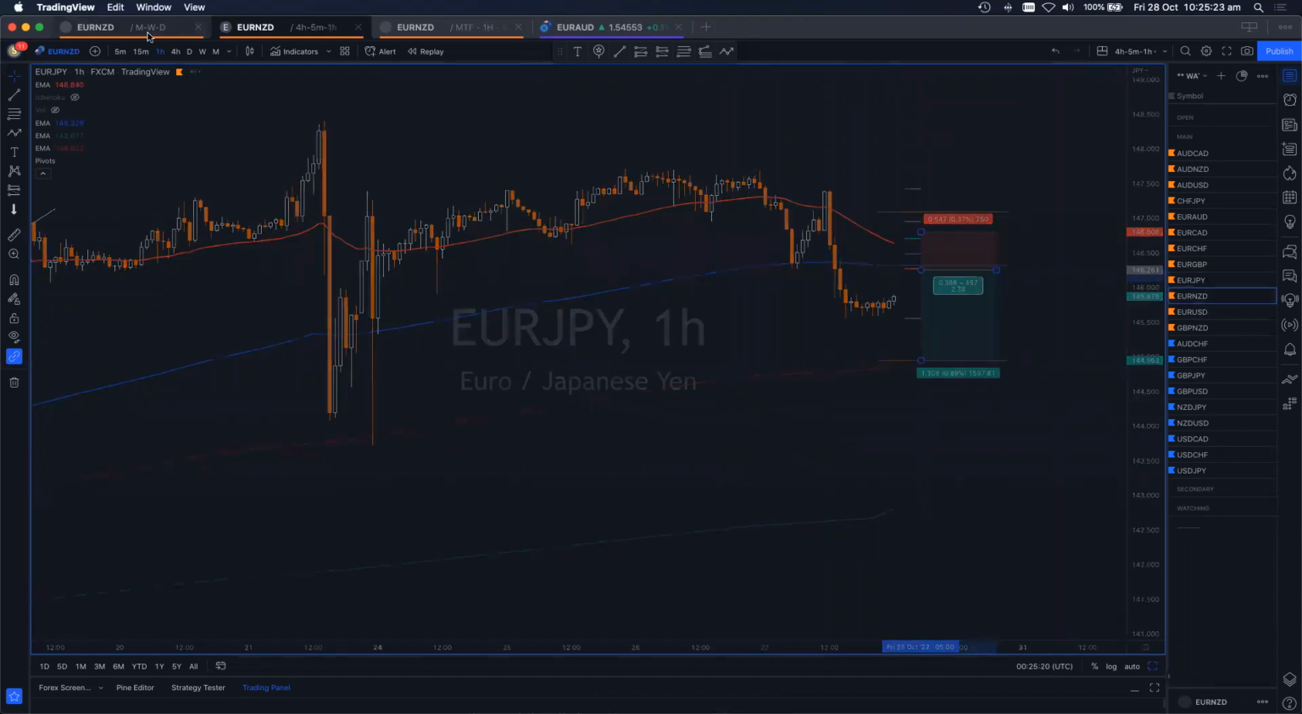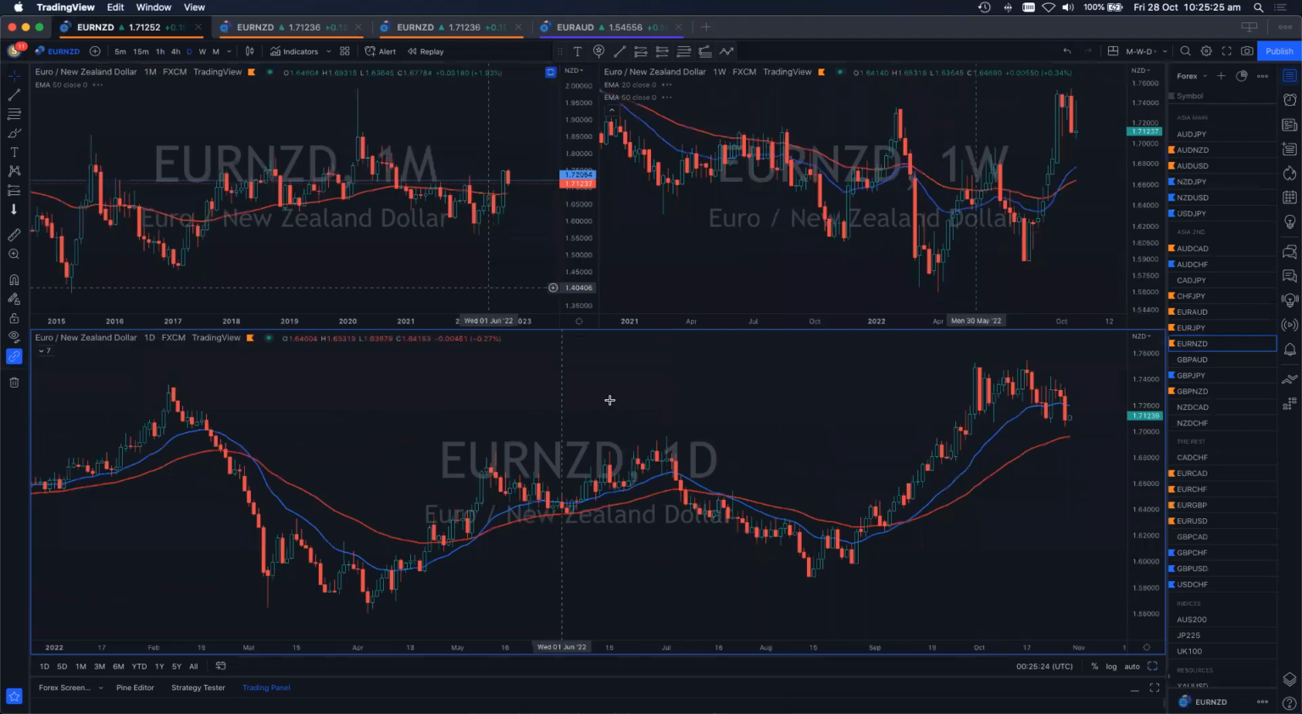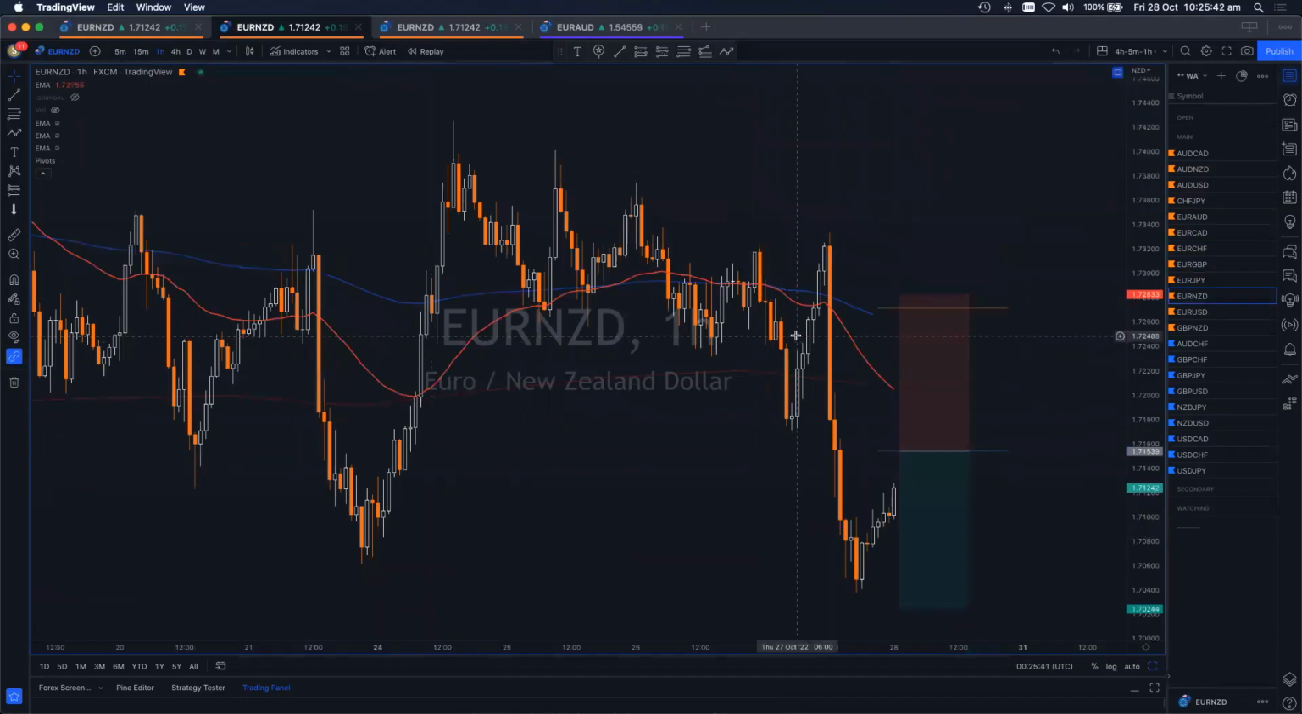Euro Kiwi. Again, kind of drifting sideways, but we are definitely seeing bearish pressure yesterday. In the daily 2050 zone, which is always a little bit more unpredictable, but there's definitely room to the daily 50. And what do we have here?